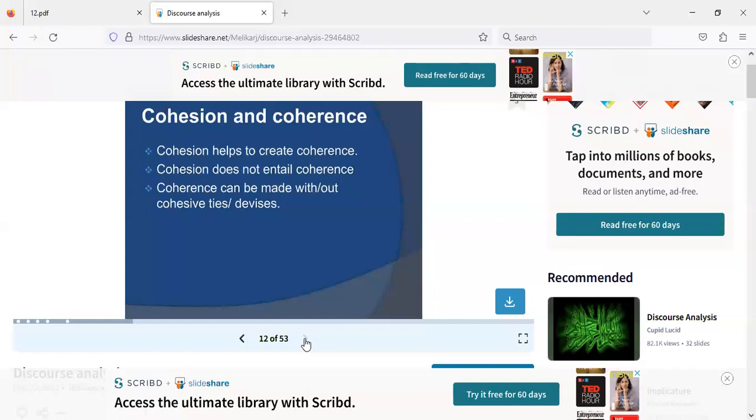And cohesion does not entail, it means it's not necessary to have it, right? Coherence can be made with or without these cohesive devices also, like in the dialogue related to the telephone. It's very small, only three utterances are there. But still we get the meaning or the understanding. Why? Because it has the coherence, right?